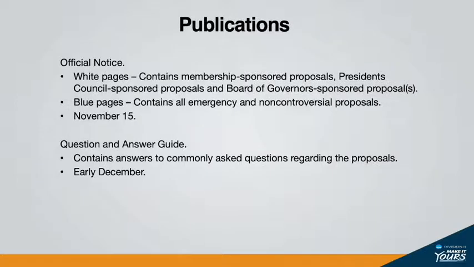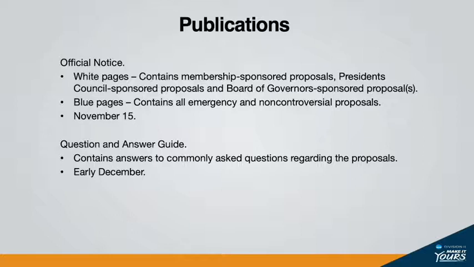The next publication is the official notice. That document is released November 15th. The official notice is essentially a guide to the business session at convention. The white pages contain the membership-sponsored proposals and the President's Council and Board of Governors sponsored proposals in the order in which they will be voted on at the business session. Additionally, the blue pages contain all of the legislative actions taken by the Management Council since the membership last met at convention. This includes all non-controversial and emergency proposals.